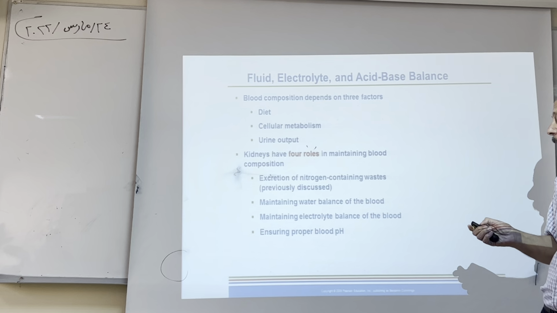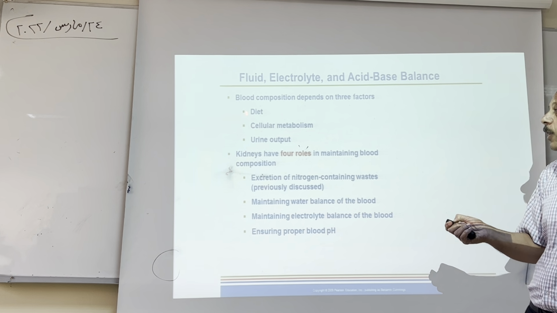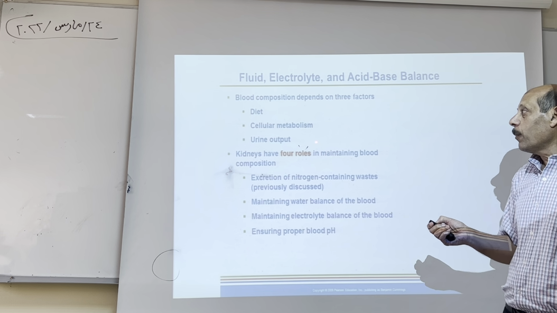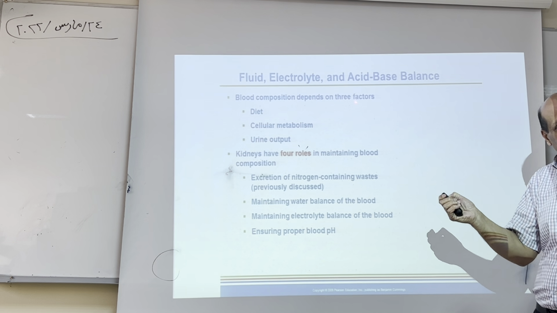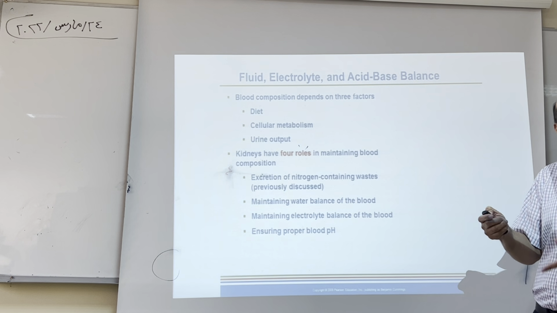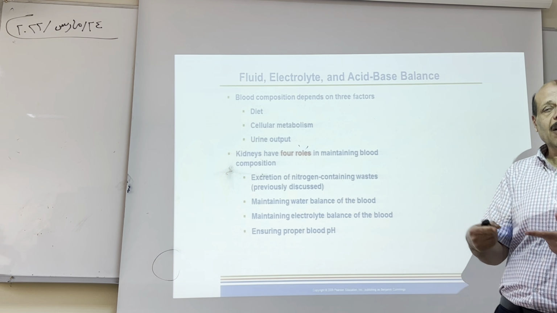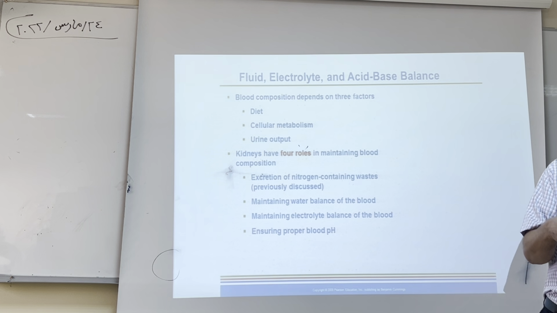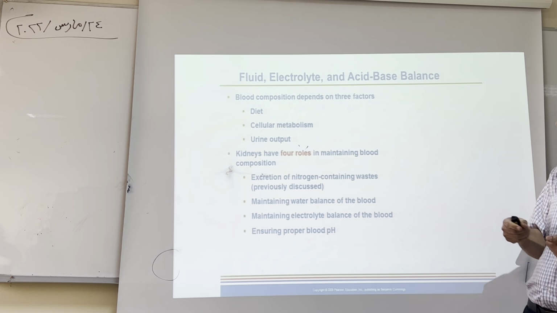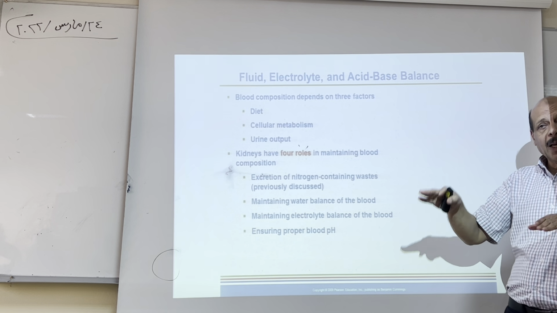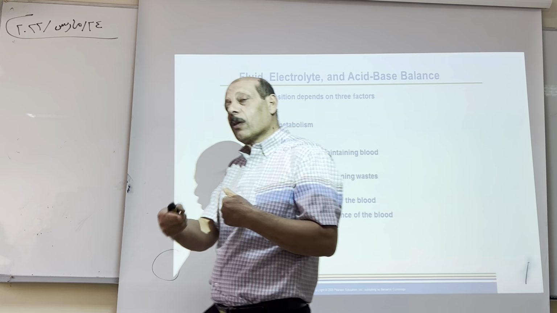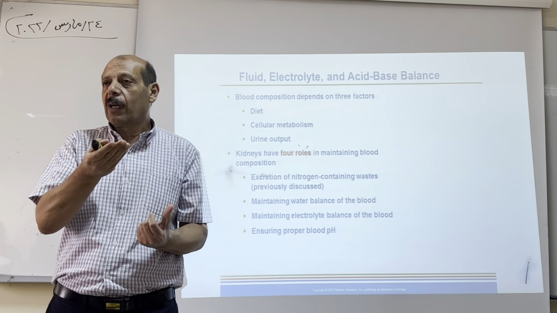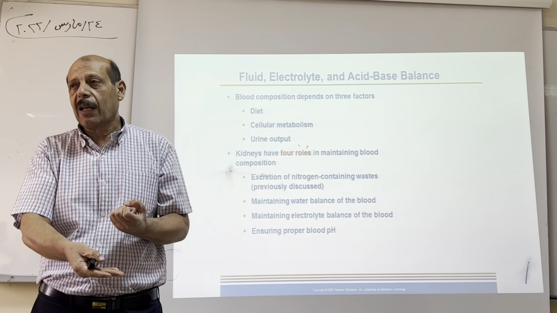And also the cellular metabolism. In the cellular metabolism, it will produce either acid or base during the chemical reaction of the metabolism of the food that we are taking. So according to the food that we are taking, the reaction will produce either more acid or more alkaline.